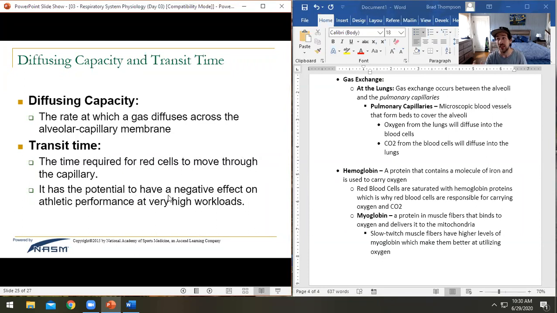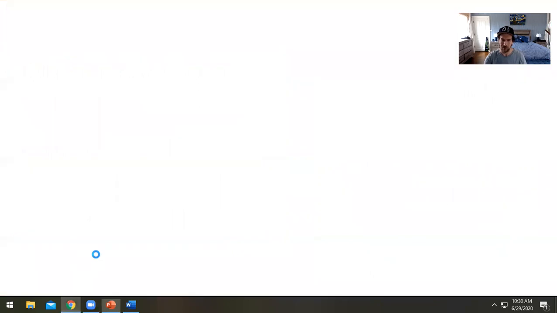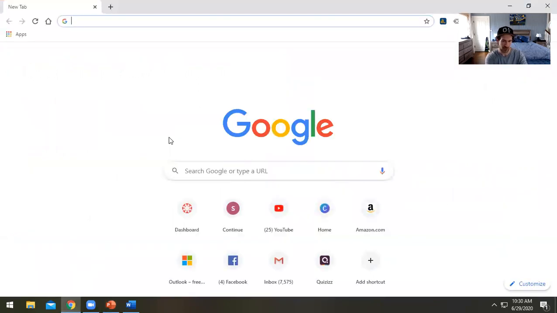So when you have super high workloads, your transit time can have a negative effect on your performance. If you don't have high pressure, which means that blood can't travel quickly, you might lose performance. And that's why when you're doing maximal strength lifting, your blood pressure skyrockets through the roof. We think of normal blood pressure as 120/80. Well, I think one of the highest recorded blood pressures was mid deadlift on someone.